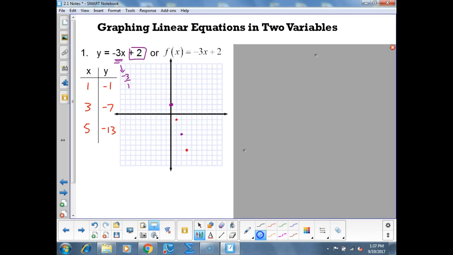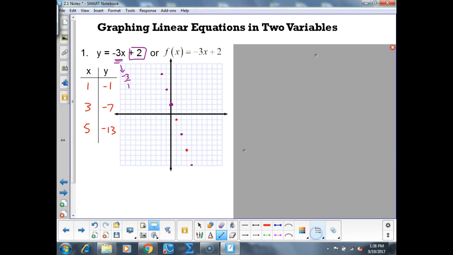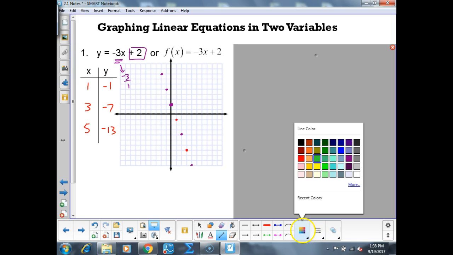What if I don't like going down and to the right with the slope way? I can go up and to the left. 1, 2, 3 up and left 1. Now I can draw in my line. And lines are what, Freddie? Straight. They are straight.